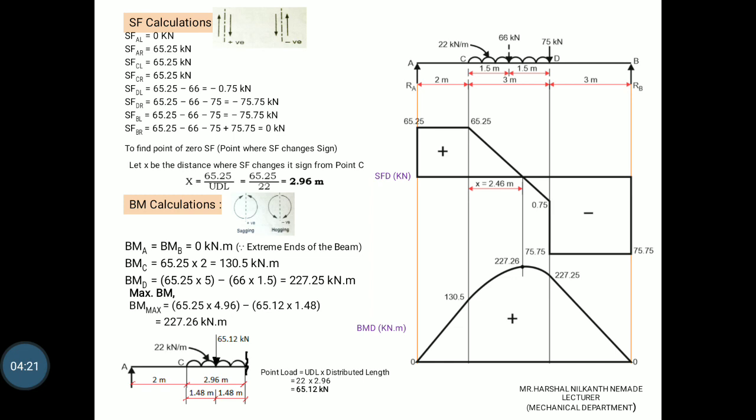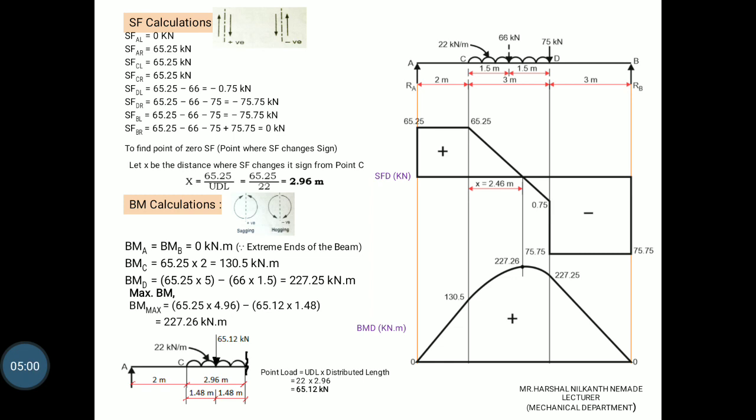After that, starting from point C, wherever the SFD changes its sign from positive to negative, up to that point I will calculate the x distance. So I will tell you how to calculate the x distance. To find the point of zero SF, the point where SF changes sign, let x be the distance from point C where SF changes sign. You may see the SF is changing sign from point C.